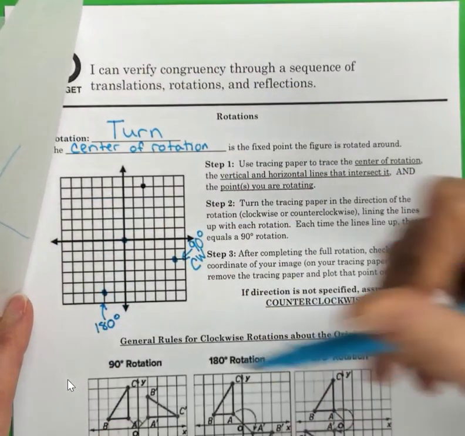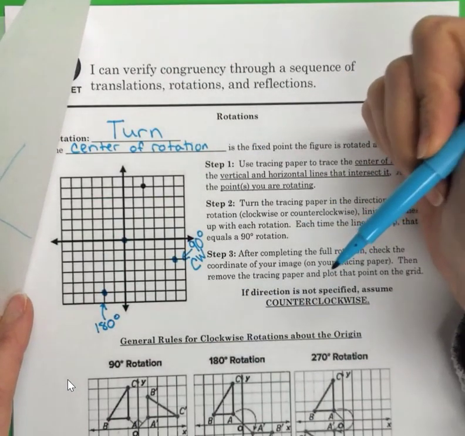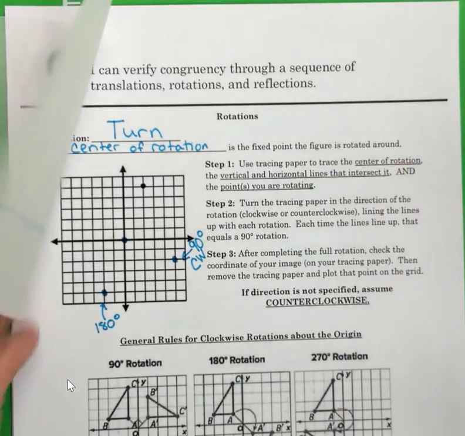Now I don't need to actually write clockwise or counterclockwise for that, because regardless of which direction I turn it, 180 degrees is always going to end up in the same place.